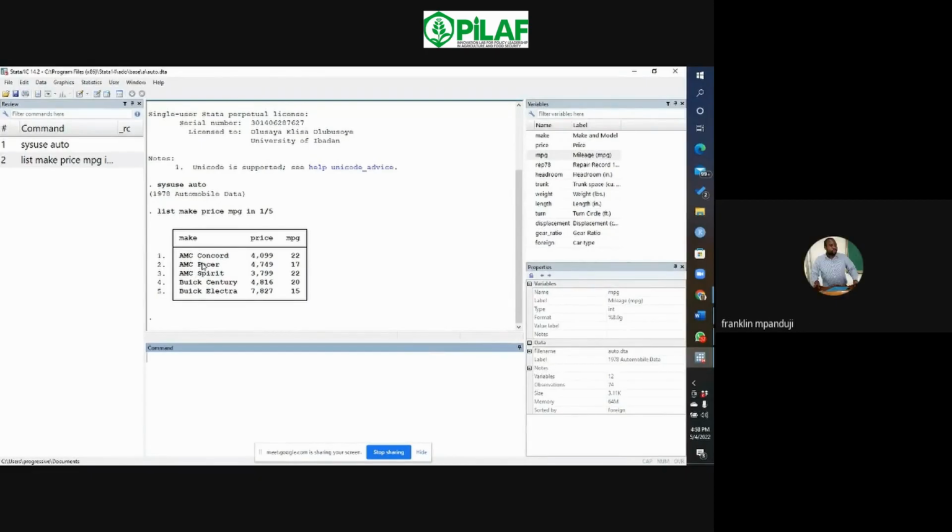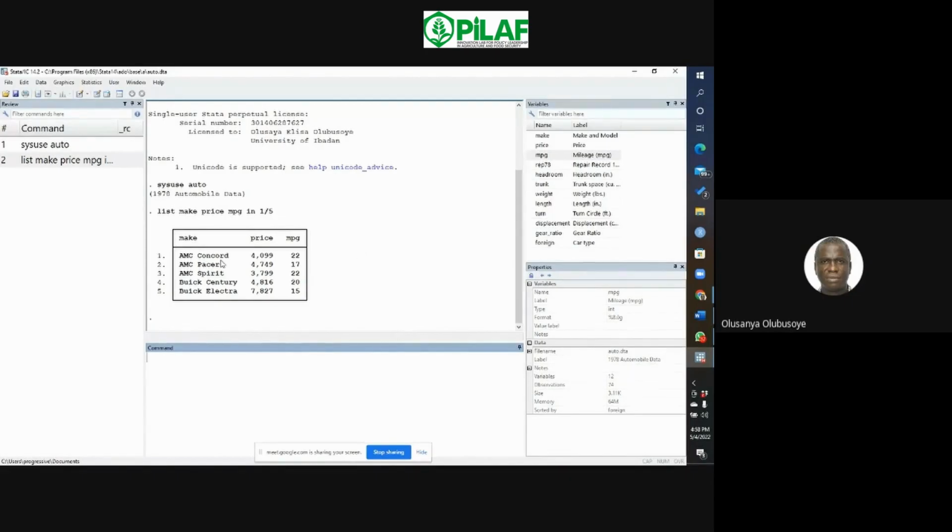Could you repeat the command you used? The command is there: list make price mpg. We have gone beyond this, that's why I'm not going to explain. It's something that I expect that you will know, so I don't need to explain them in more detail again. But are you able to follow now? Yes, we're following, sir.